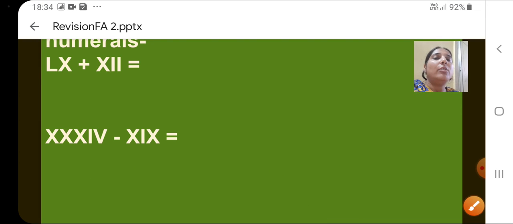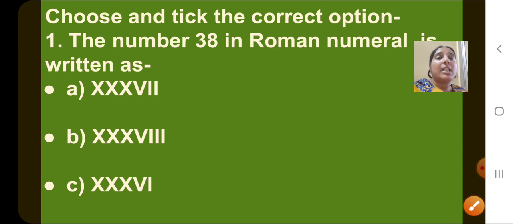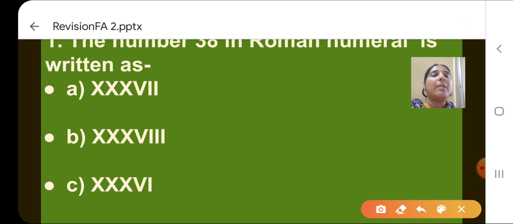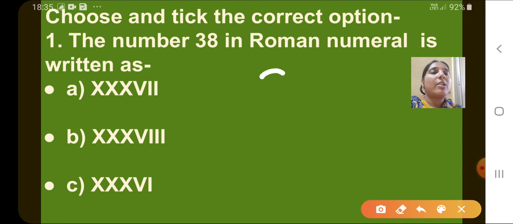Okay. Now let's see whether you can answer the given questions or not. And this time you have to answer. Okay. What you have learned, you have to tell the answers. Okay. So first question is choose and tick the correct option. So read this number carefully, children, and you give me the answer now. Okay. So the number 38 in Roman numeral is written as. So how you will write number 38 in Roman? So let's try to write 38. Now how we'll write 38?